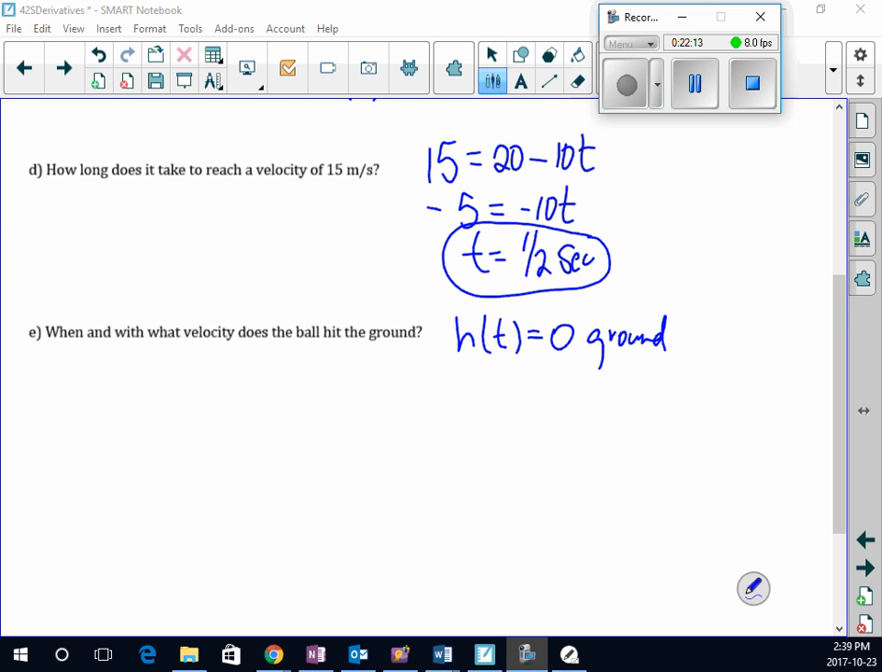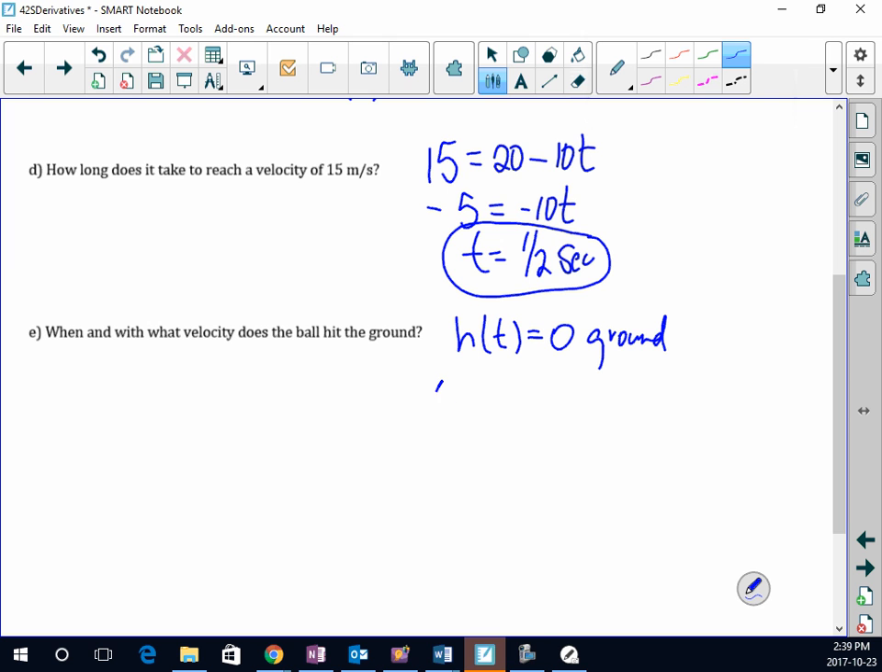What am I actually figuring out here? This is not the answer. When and with what velocity does the ball hit the ground? So, how am I going to find the seconds? Well, if h of t is 0, what do I plug in? The parabola would hit the ground at the same height that it was launched from, wouldn't it? Or, assuming it was launched from the ground, so you just have to find velocity.